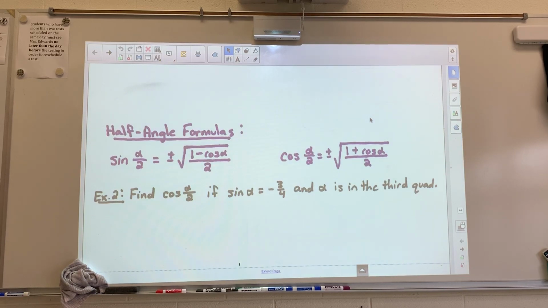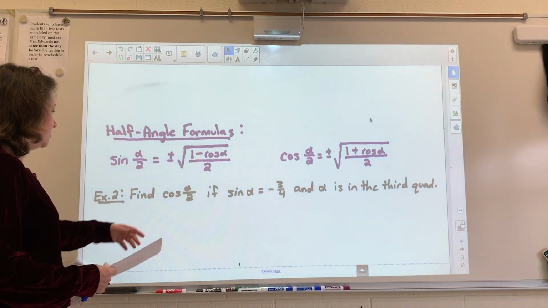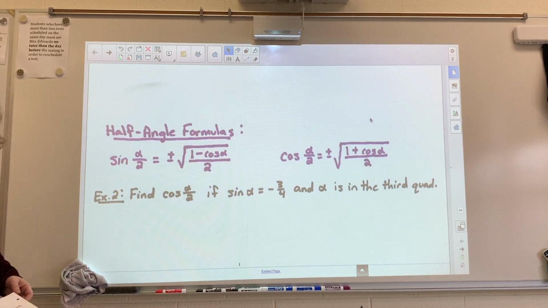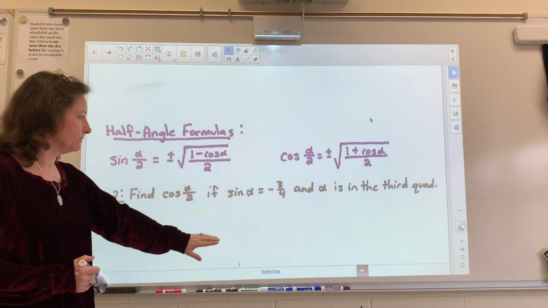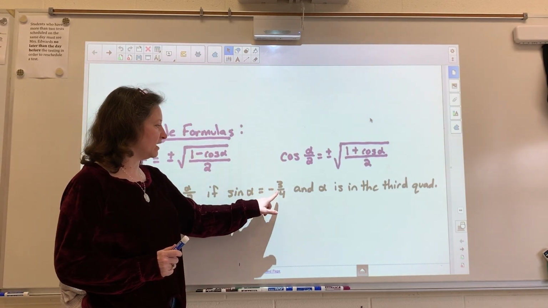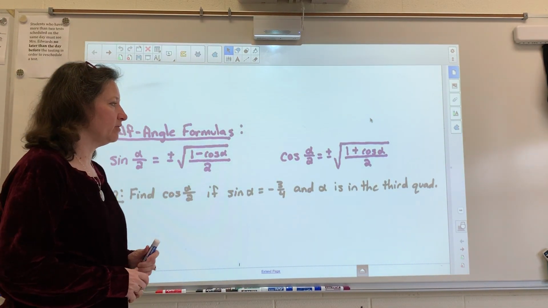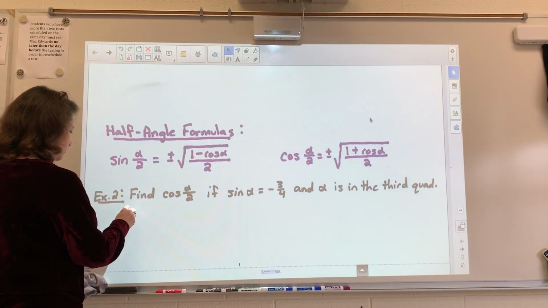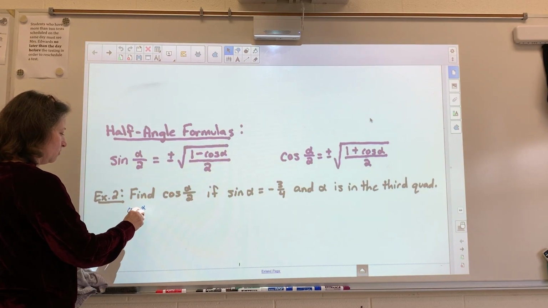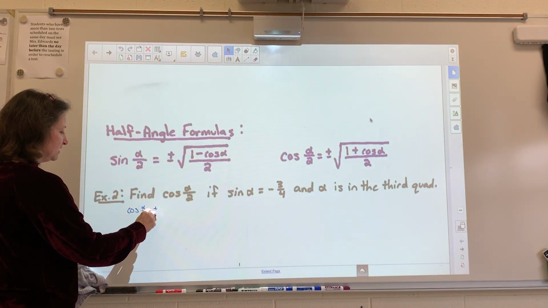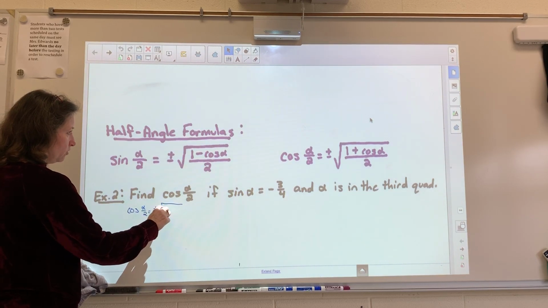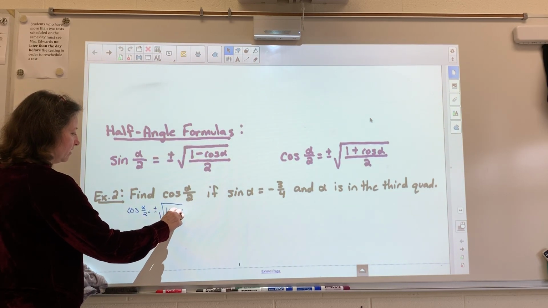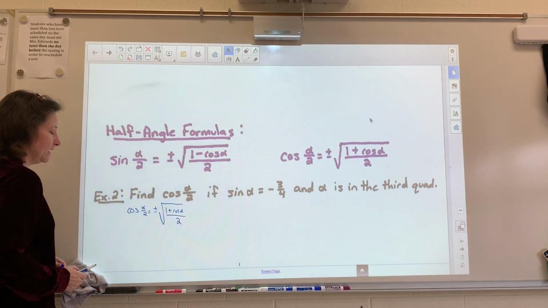All right, so we're going to pick up where we were. Sorry about that. All right, so find cosine of alpha divided by 2, so we're finding the cosine half angle. If we know sine of alpha equals negative 3 over 4, and we know that alpha is in the third quadrant. So the first thing I do is I write out the formula that I'm working with. So since it's cosine of the half angle, I'm working with positive or negative square root of 1 plus cosine alpha divided by 2.